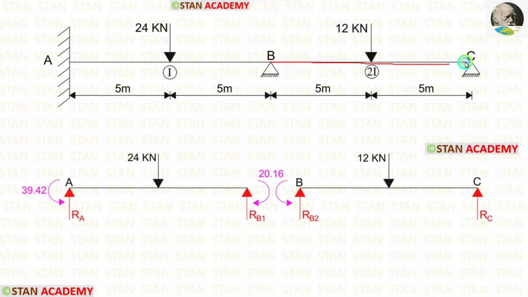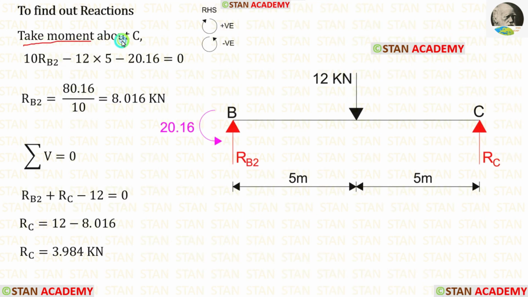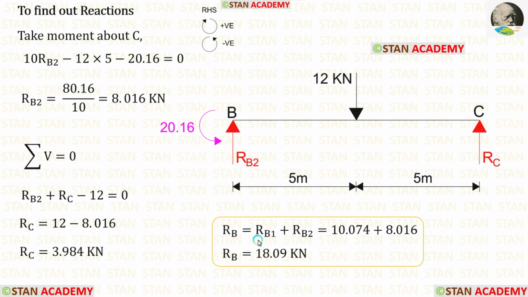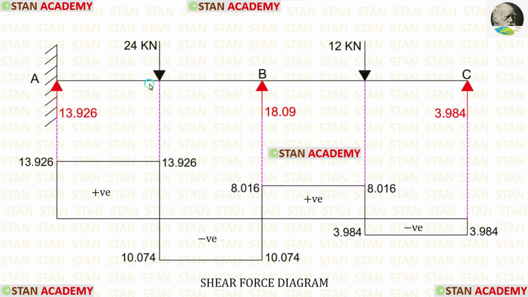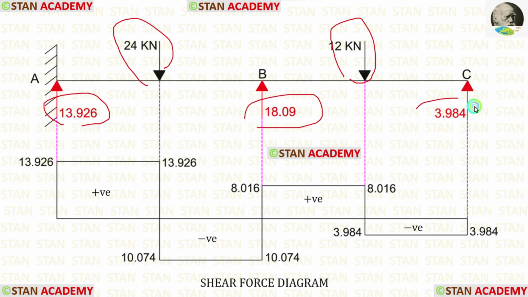Now let us take the span BC and find the vertical reactions. In the span BC, we have a moment MB which is acting in the anticlockwise direction. By taking moment about C, we can find RB2. By applying the rule sigma V is equal to 0, we can find out RC. In the point B, we have calculated RB 2 times. Let us add RB1 and RB2 so that we will get RB. Now, using the loads and reactions, we can make the shear force diagram.